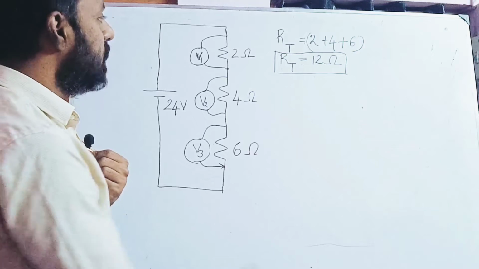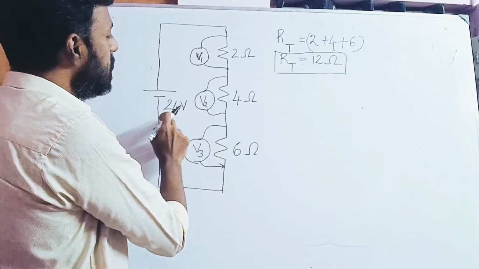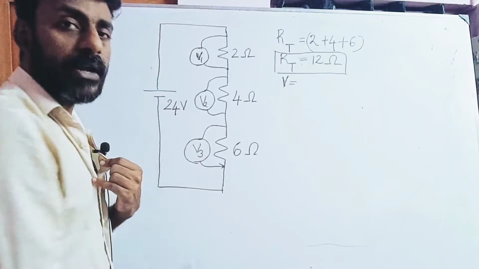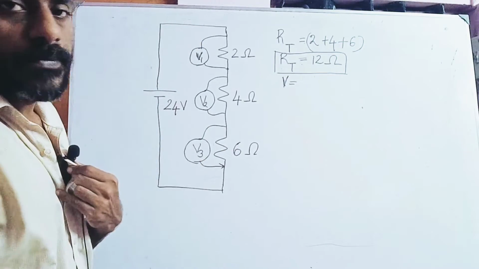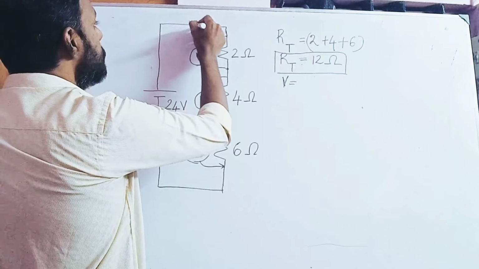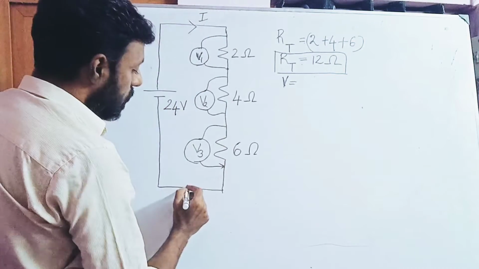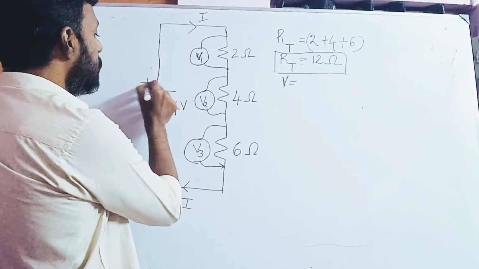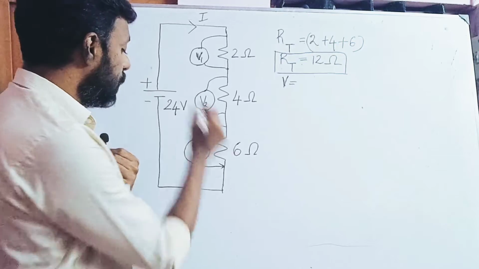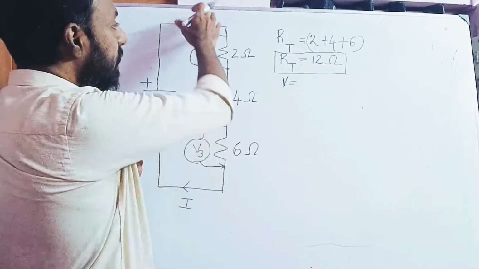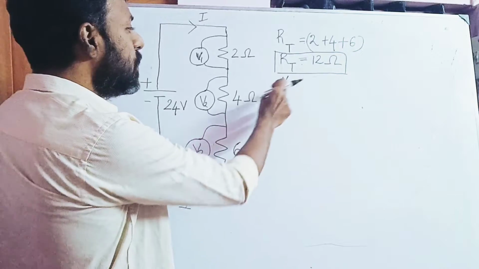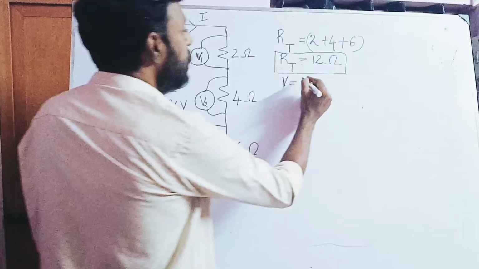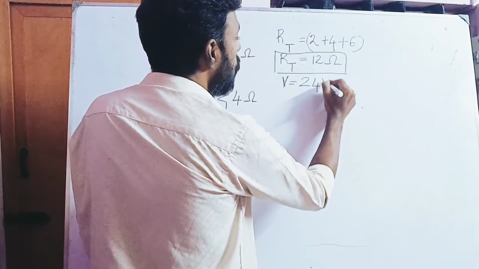Now we need to find the voltages. V is the battery voltage. You have a current flowing from the positive terminal of the battery and returning to the negative terminal, but for the time being, forget about the current. V is the supply voltage, also called the battery voltage. The battery voltage is 24 volts, so you have 24 volts in hand.